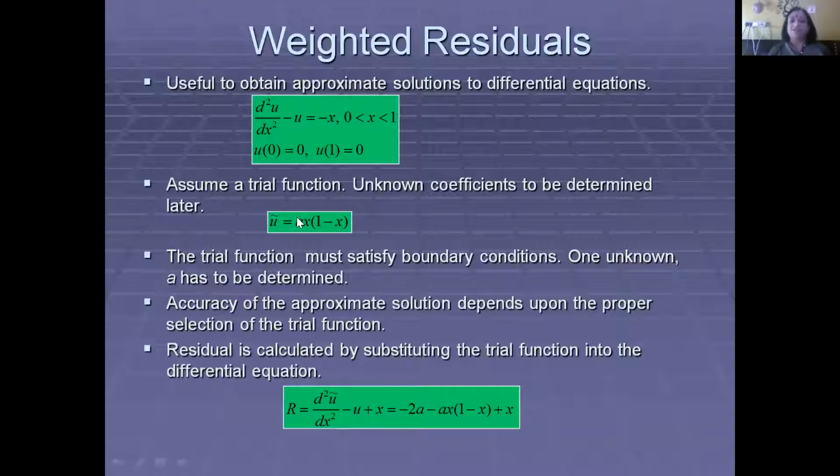Let us imagine that a priori, I know the nature of the solution. So I assume that u tilde is equal to a x (1 minus x). Now, if you look at the solution, there is an unknown coefficient, and this unknown coefficient a will need to be determined. How will I determine this?